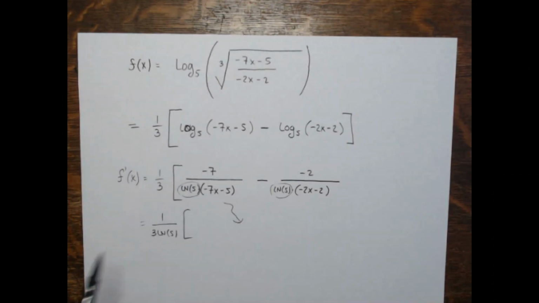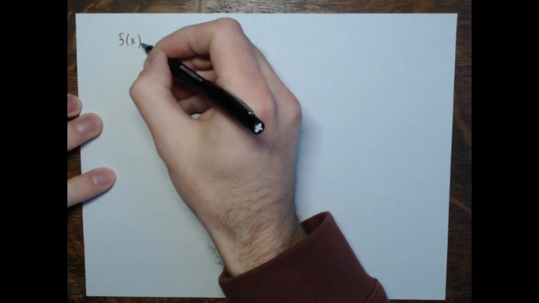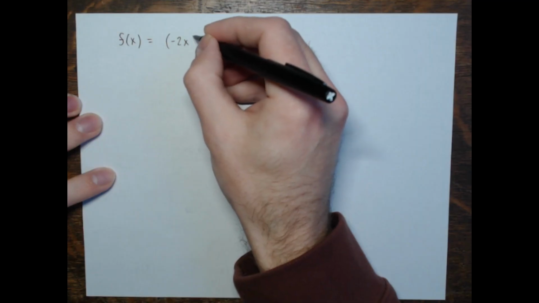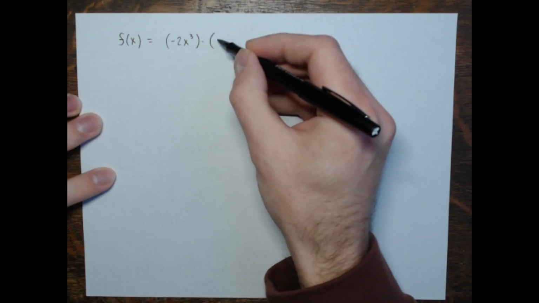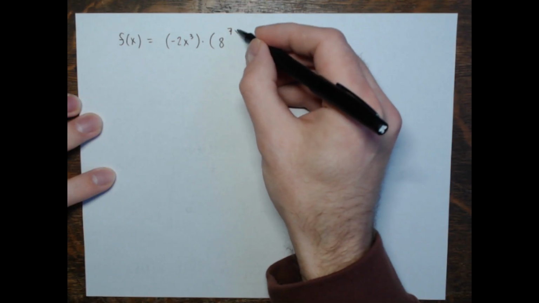But I've got to use the product rule here too, right? Because this is a product of two factors. So our function, and the first factor is this, negative 2x cubed. And then the other one is this exponential, 8 to the 7x to the negative 1 power.